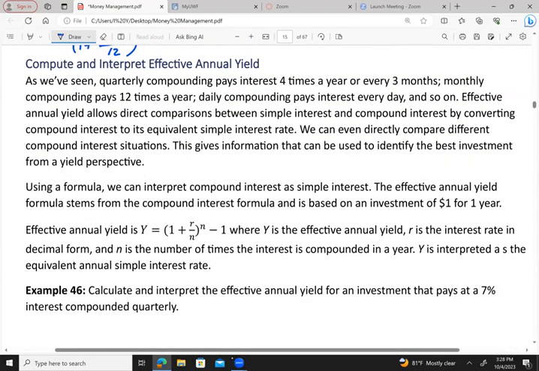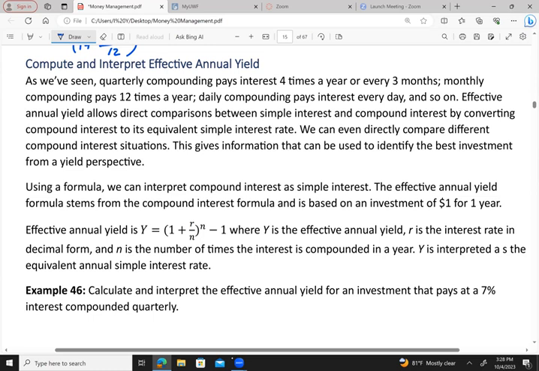So what about here? This effective annual yield. As we've seen, quarterly compounding pays interest 4 times a year or every 3 months. Monthly compounding pays 12 times a year. Daily compounding pays interest every day, and so on.